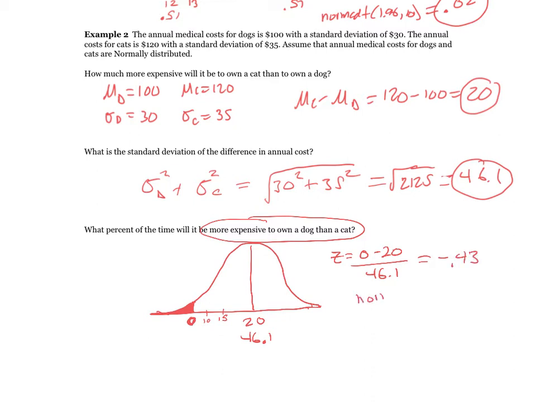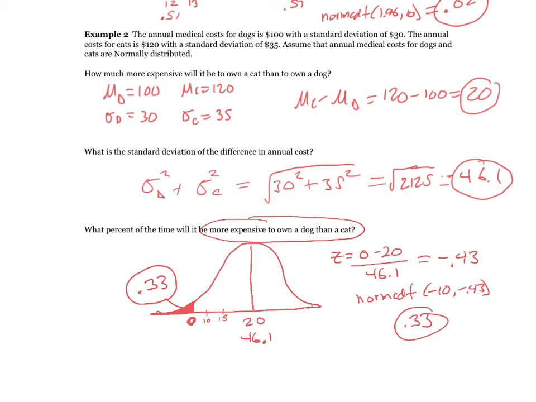And then I'm going to look this up using normal CDF. And this time it's going to be negative 10 to negative 0.43 because I want the left side of the graph. And this time we get a 33% chance. So even though the average difference in price is that the cat costs $20 more per year, there's still a 33% chance that the dog is going to be more expensive.